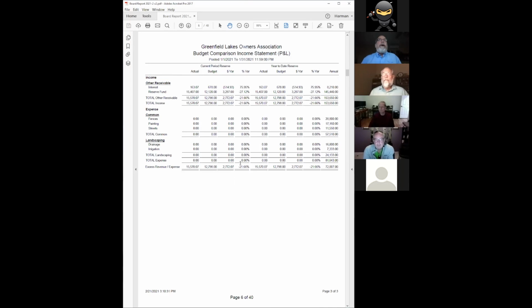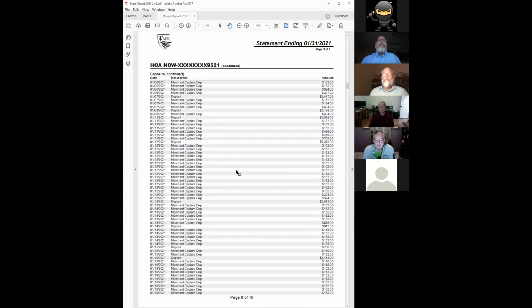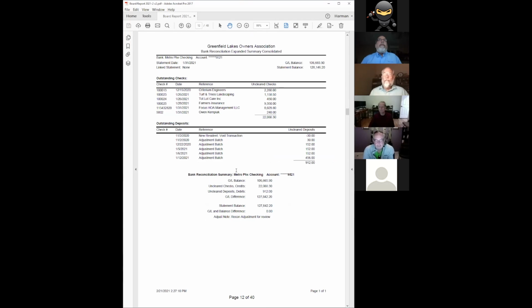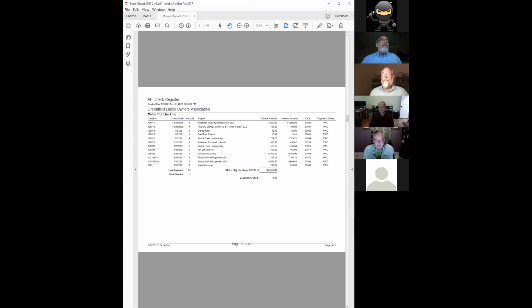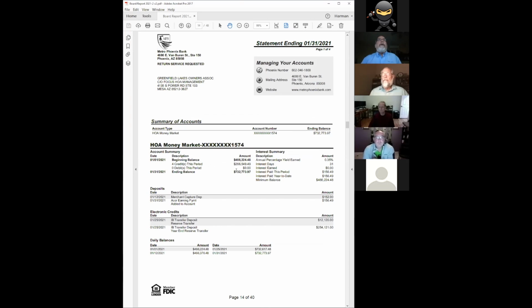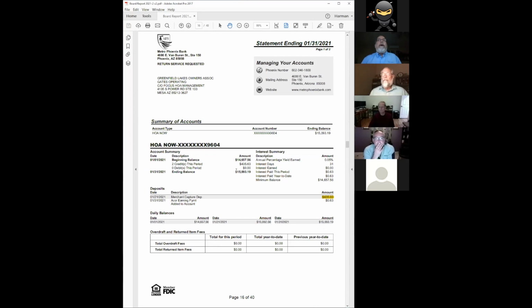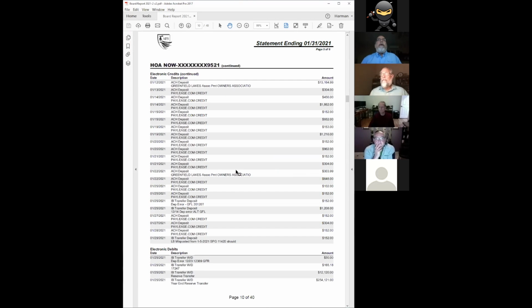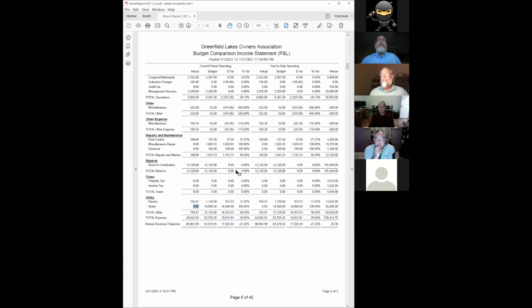Your backup material is the checking statement, reconciliation, the check register, money market statements are all included. Board, are there any questions on your financials?